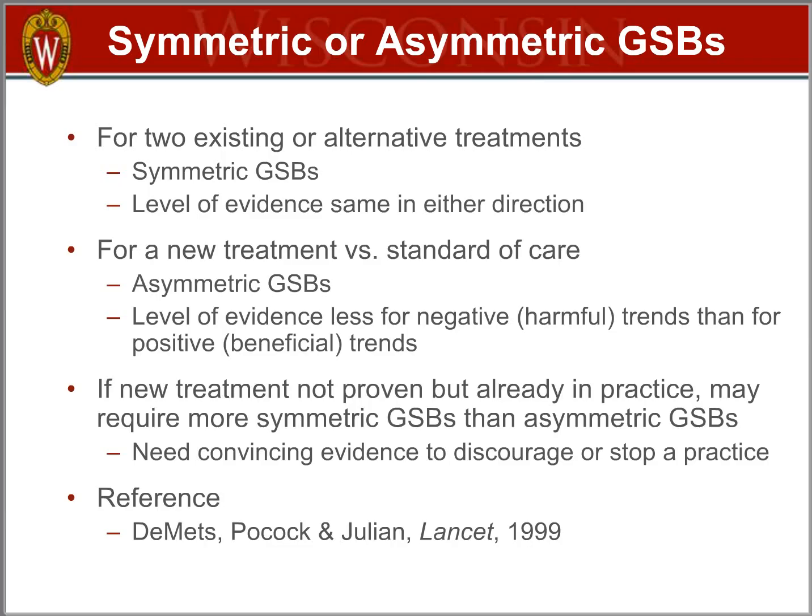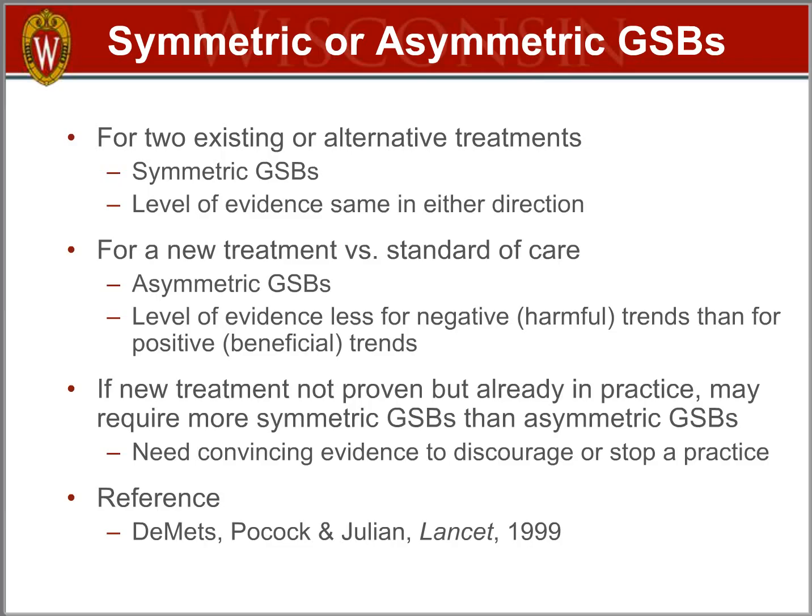On the other hand, if the new treatment is not proven, but already in practice, as is the case, for example, in the use of hormone replacement therapy, you may want to require more evidence than normal, or at least the same level of evidence as for benefit, because unless you're convincing, you're never going to discourage people to stop a practice. So depending on the situation, a brand new drug, maybe you have asymmetric evidence, less evidence for harm than benefit, but the therapy is already out there and established and in use, but yet not proven. Maybe you need the same level of evidence to show harm as you would for benefit.